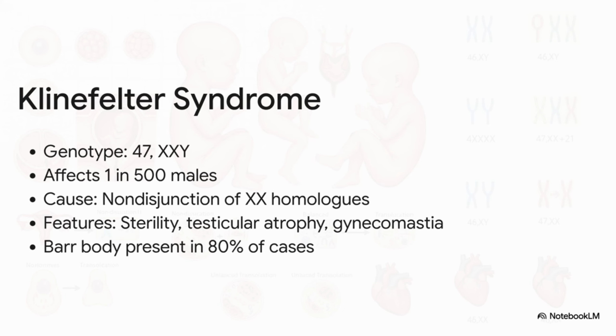This occurs in about 1 in 500 males, and it's also caused by that same non-disjunction mechanism, but this time of the X chromosomes. Because of that extra X, these individuals are male, but they often have features like sterility, testicular atrophy, and gynecomastia, which is breast development. A really important diagnostic clue here is that about 80% of cases will have a bar body. And if you remember, a bar body is that small, dense structure representing an inactivated X chromosome, something you wouldn't normally see in a typical XY male.